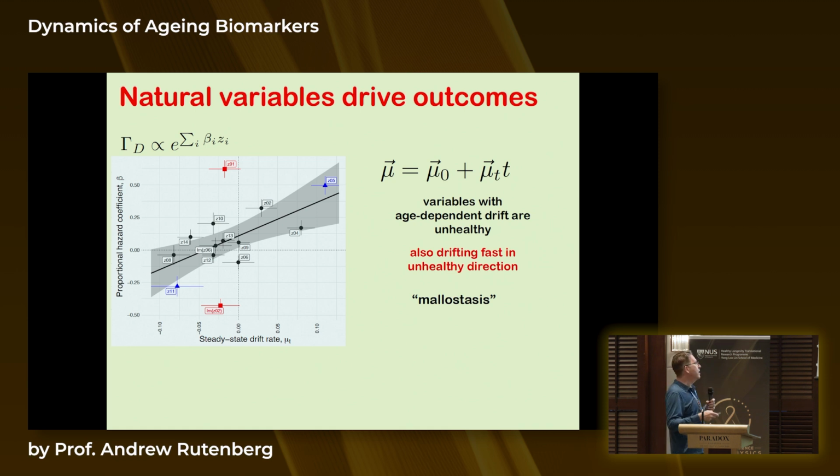They're all drifting in the unhealthy direction. So not only are strongly drifting variables unhealthy, but they're strongly drifting in the bad direction, and so we call that malastasis. So at least in this phenomenological approach, this is how we see these dangerous age-dependent variables coming out naturally in a fairly simple statistical analysis.